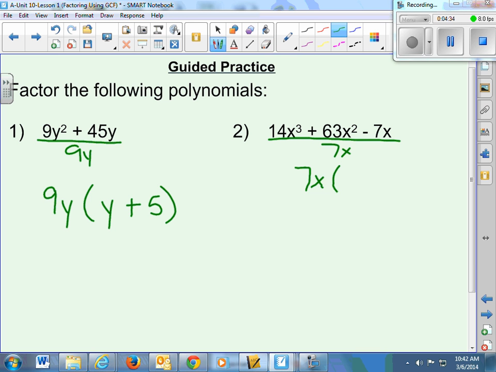14 divided by 7 is 2. X cubed divided by x is x squared. Plus 63 divided by 7 is 9. X squared divided by x is x. And then negative 7x divided by 7x is not 0, it is 1. So you must represent your answer with a 1. And then again, if you want to check, if you distribute it, you would get your original answer.